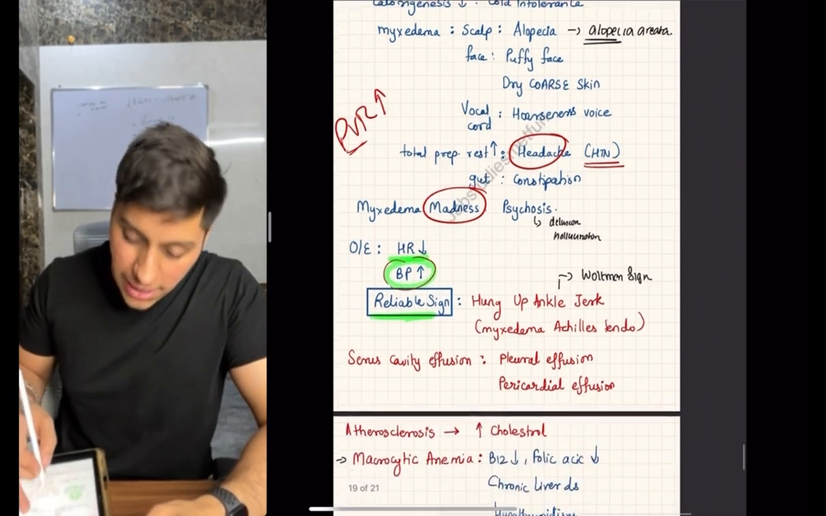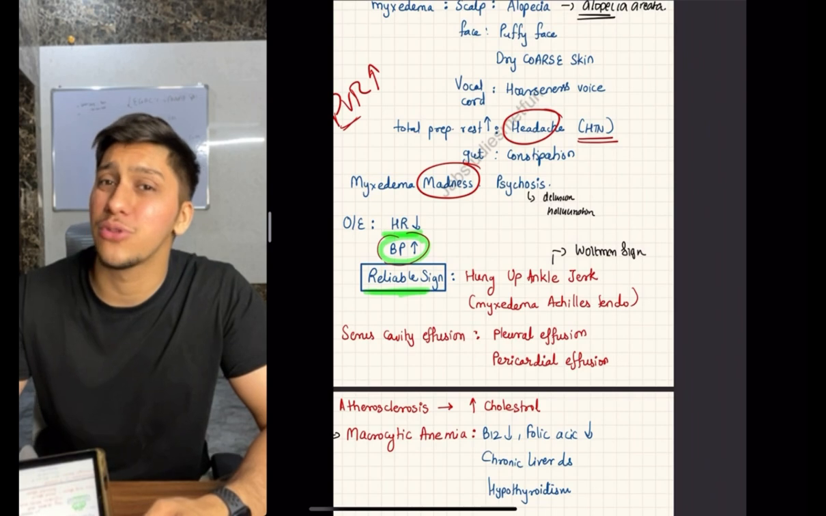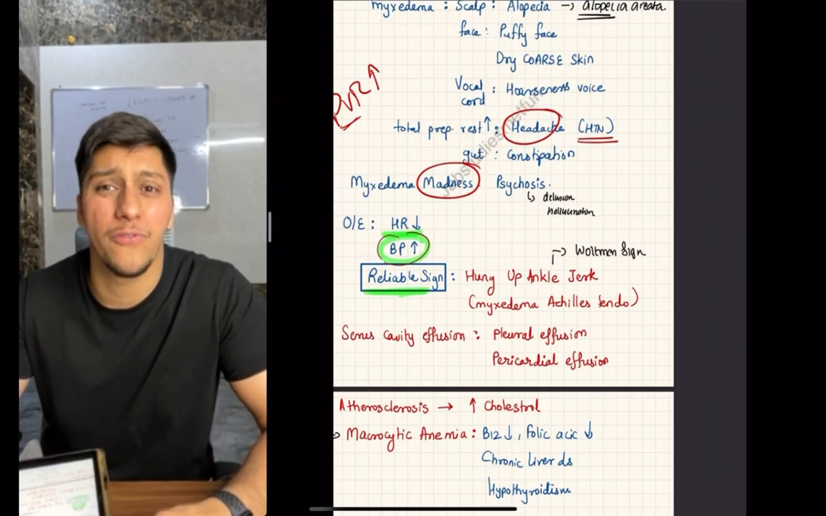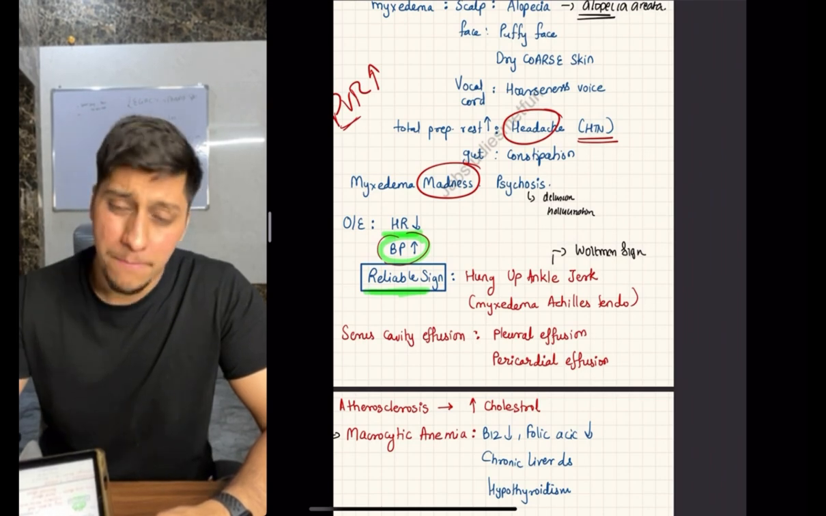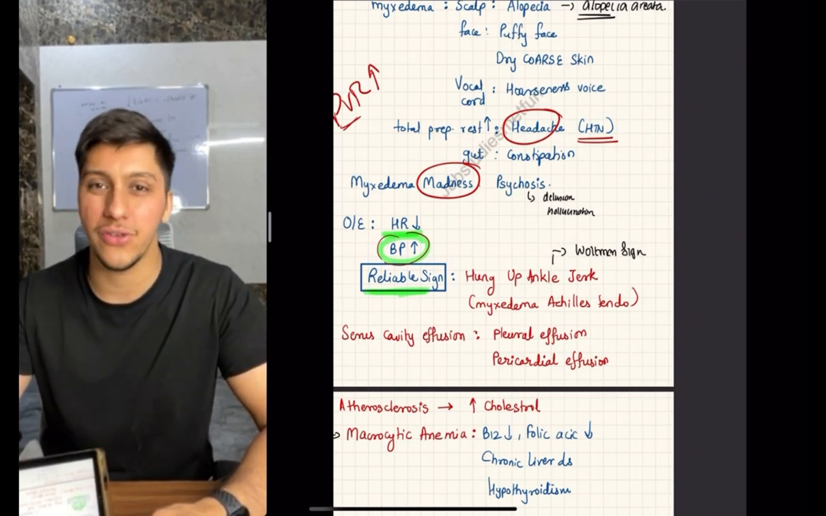Now, in hypothyroidism, the heart rate is going to be reduced. Okay, in hypothyroidism, the patient is going to have a reduced heart rate. That's why you can have some type of block, which is a first degree block. All right. The patient can have an increase in BP, as I told, because of increased peripheral vascular resistance.